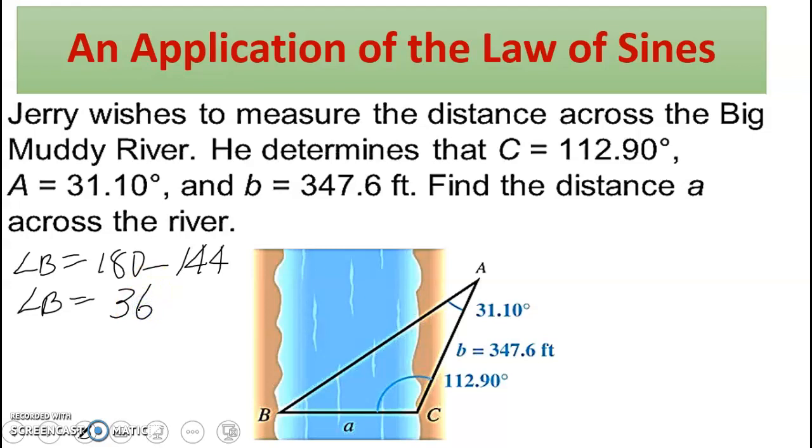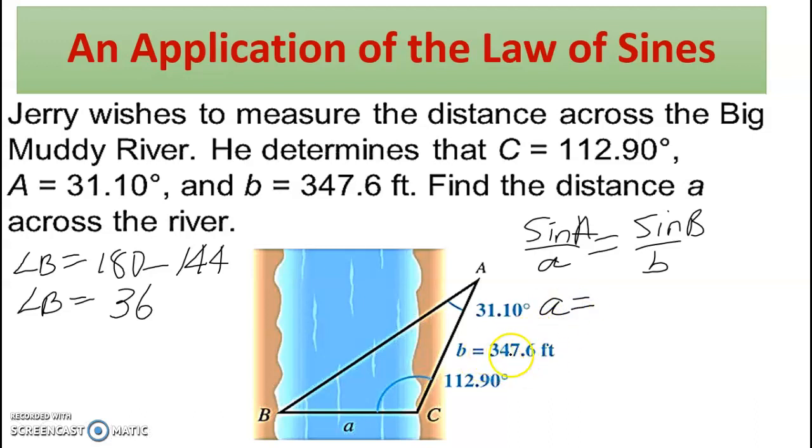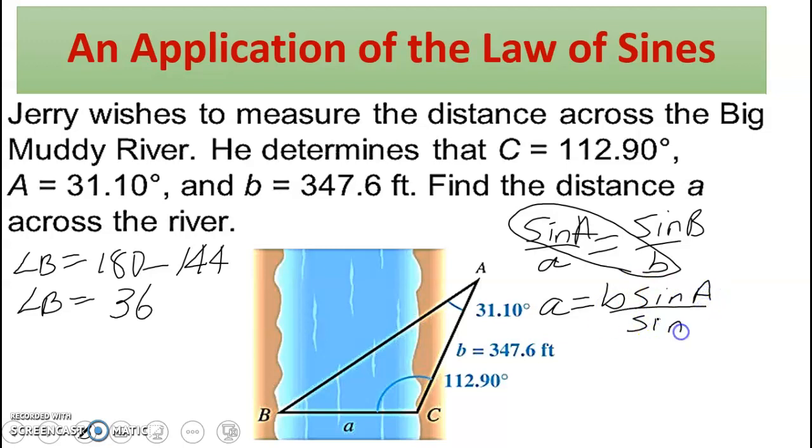And now that we know what angle B is, we can do sine A over A equal to sine B over B. And we are looking for A. So side A is going to be, and that B is 347.6, we're going to cross multiply that. So it's going to be B times sine A over sine B.